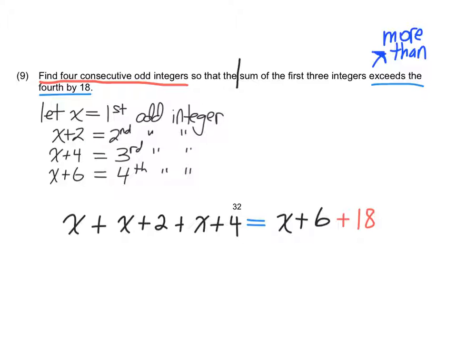I like having it on the right because it's a loose constant. There's no variable attached to it. I have a ton of variables on the left-hand side. Odds are I'm going to try to isolate x over here and move all the numbers over there. So having 18 on the right-hand side is a good move.